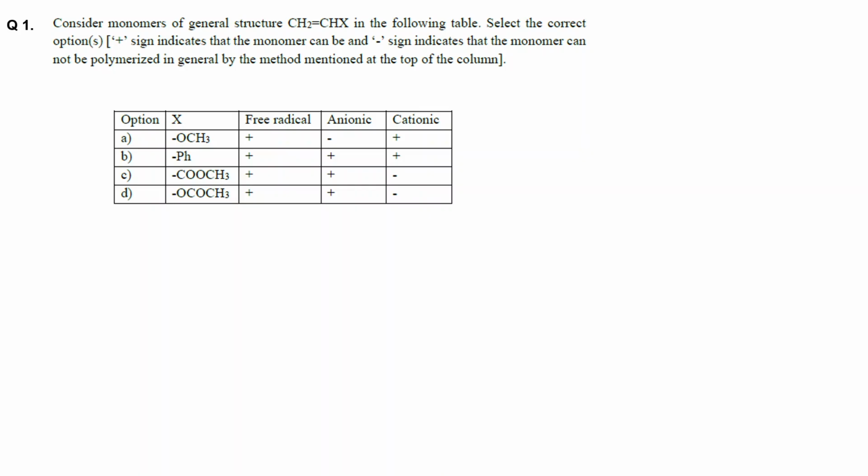So the question is: consider monomers of general structure CH2=CHX in the following table. Select the correct option. The plus sign indicates that the monomer can be, and the minus sign indicates that the monomer cannot be, polymerized in general by the method mentioned at the top of the column.